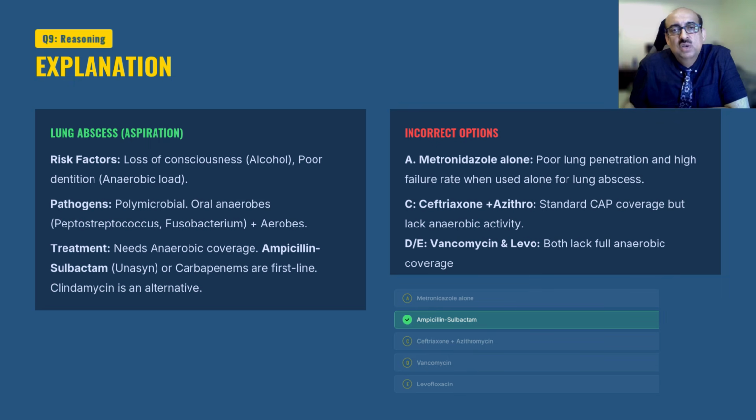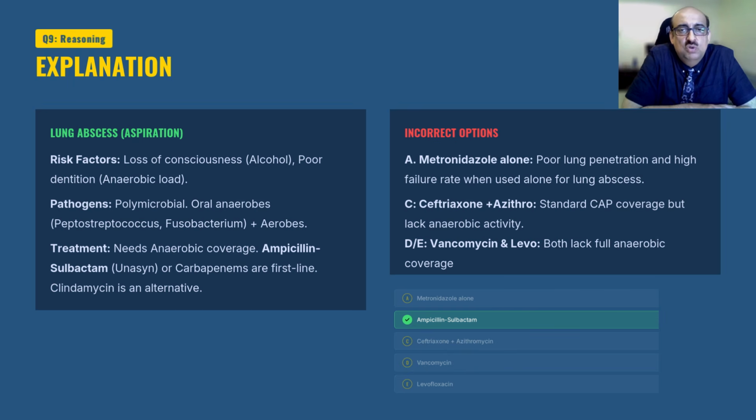Metronidazole alone has decent anaerobic coverage, but it has poor lung penetration. For gastrointestinal infections, yes, metronidazole is still considered in addition to other agents, but because of poor lung penetration, there is a high failure rate when used alone for lung abscesses.